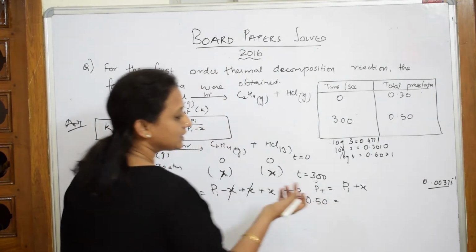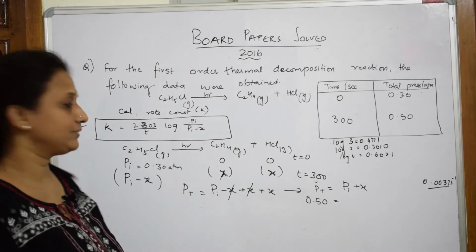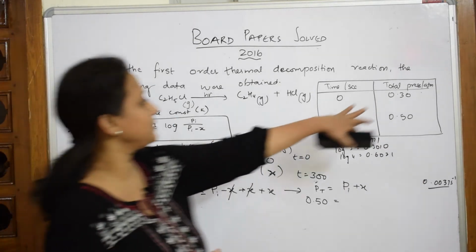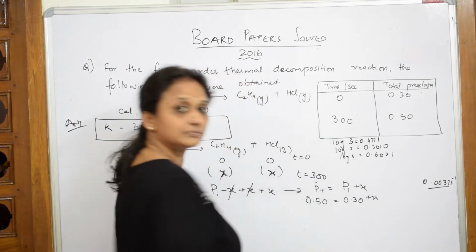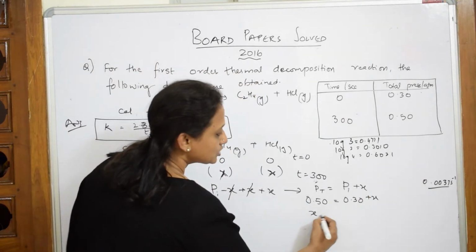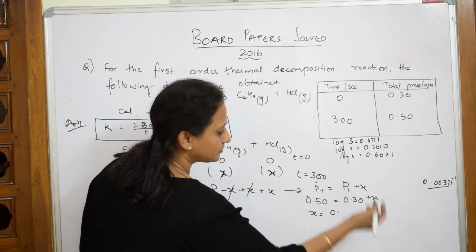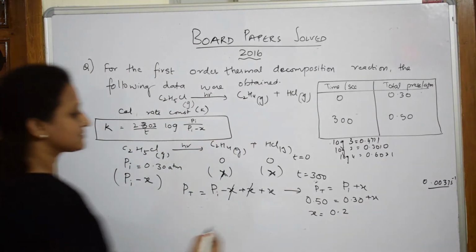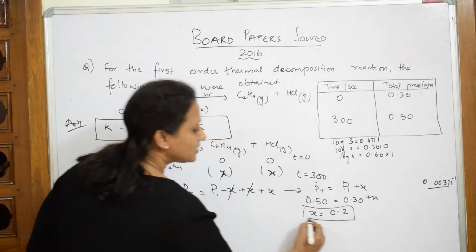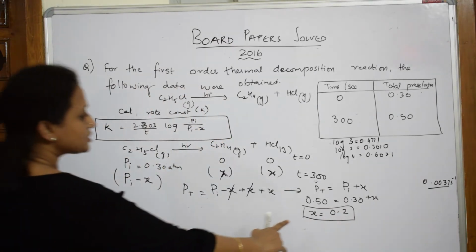0.50. Right. What is Pi given to us? Initial Pi is given to us as 0.30 plus X. Now X is equal to, when this goes to the other side, 0.2. Correct? Yes. Now I have got the X value. Now what should I find out? Once I've got the X value, I can substitute this X value.